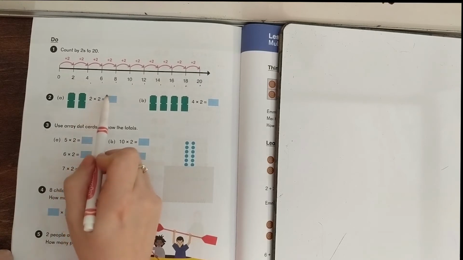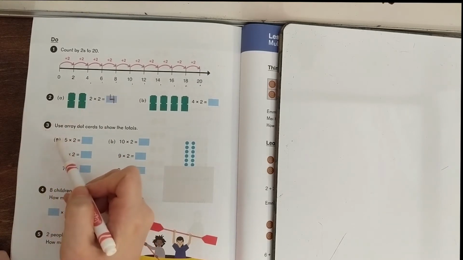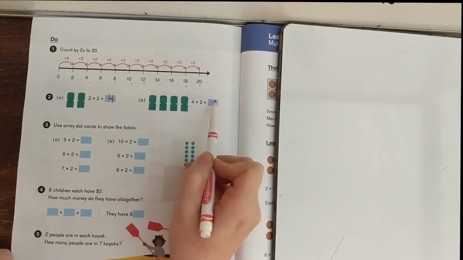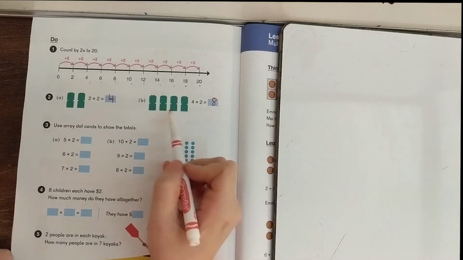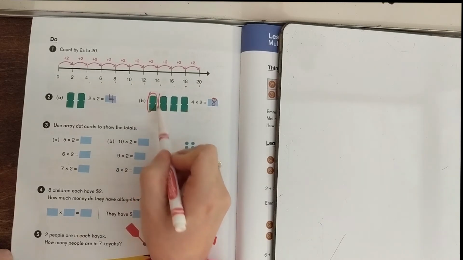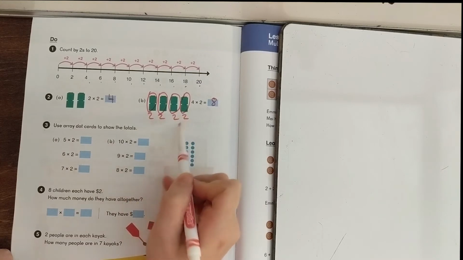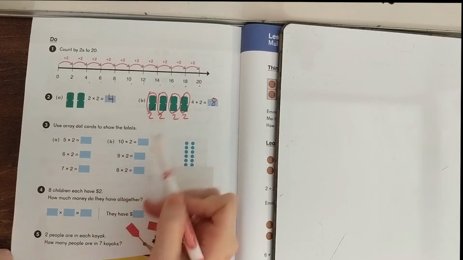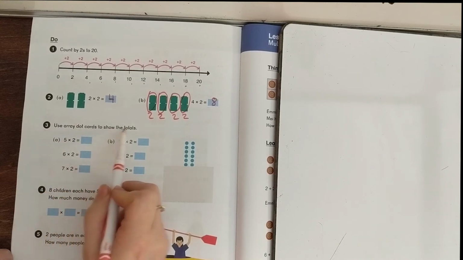2 times 2 is 4. That means 2 groups of 2. 4 times 2 is 8. It's 4 groups of 2 each. 4 groups. Group 1, Group 2, Group 3, Group 4. And they all have 2. 2, 4, 6, 8. Use array dot cards to show the dots.